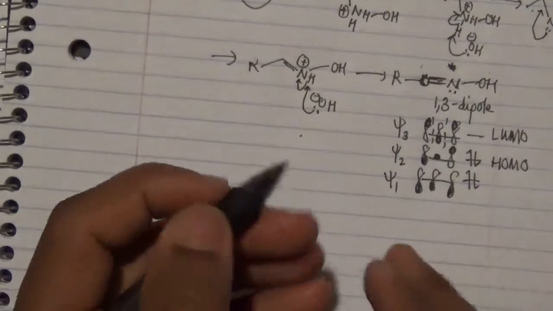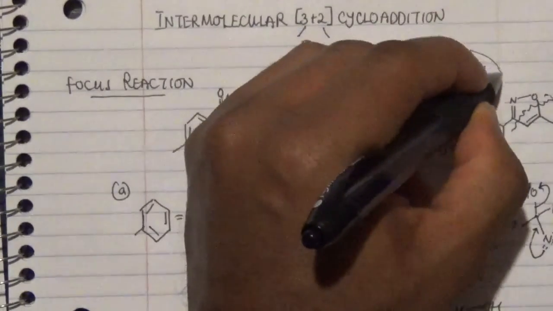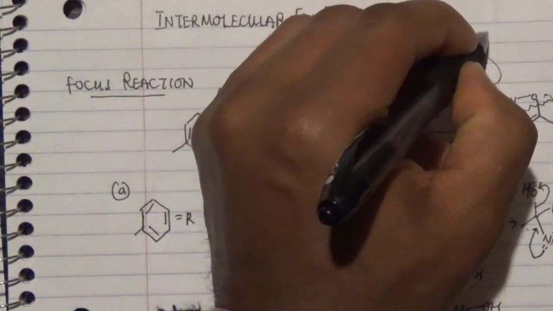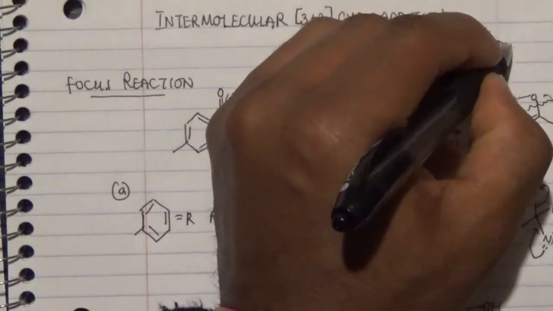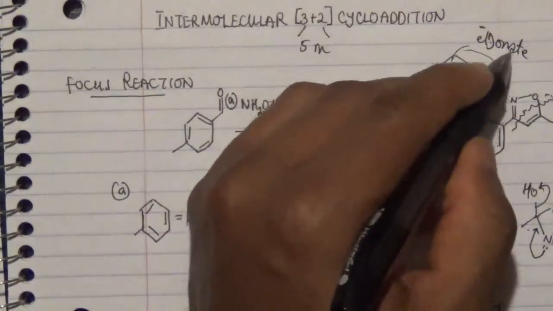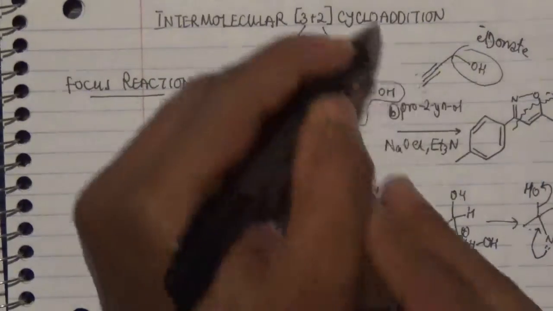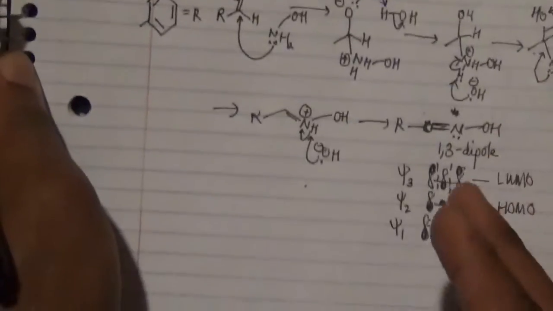The electrophilicity or the nucleophilicity of this particular species is based on the functional group here. This functional group, as you know, is an electron donating group, and once it's an electron donating group, this makes it nucleophilic because it's going to donate electrons into the system, and nucleophiles are mostly HOMO in their state.